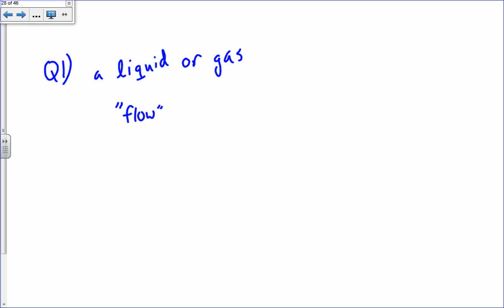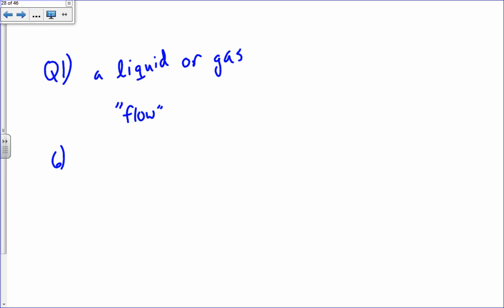All right, this is chapter 6, starting with question 1. Question 1 says, what is a fluid? A fluid is a liquid or a gas. It encompasses both liquids and gases. It's anything that flows. Fluid means to flow. Anything that flows, a liquid or a gas.